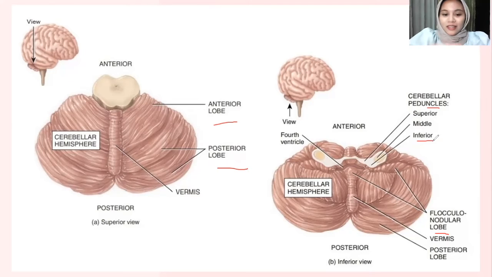And the first is axons that extend from the cerebellum to the vestibular nuclei of the medulla and pons. And the last is axons that extend from the cerebellum to the reticular formation.